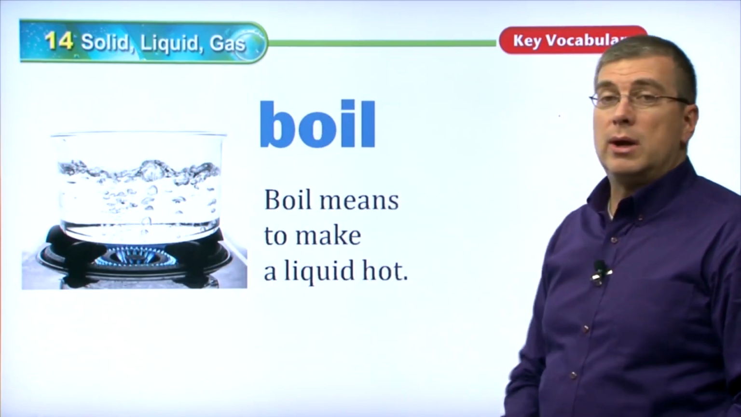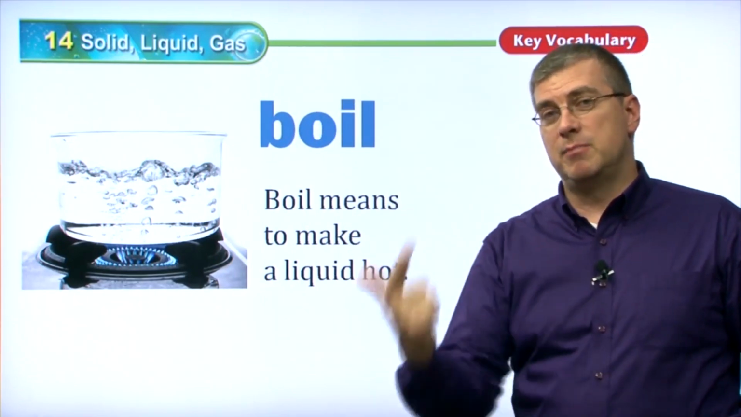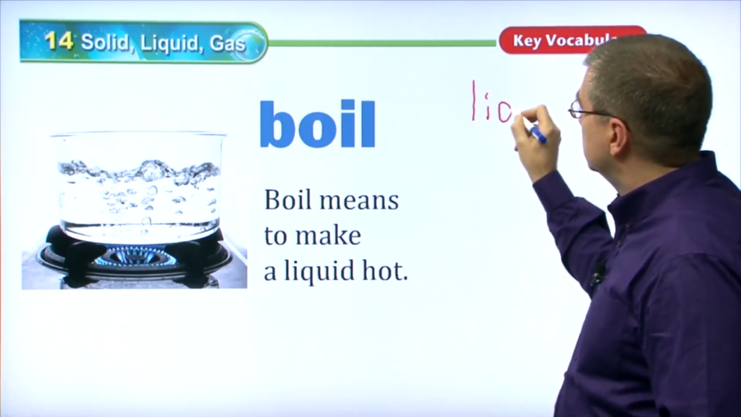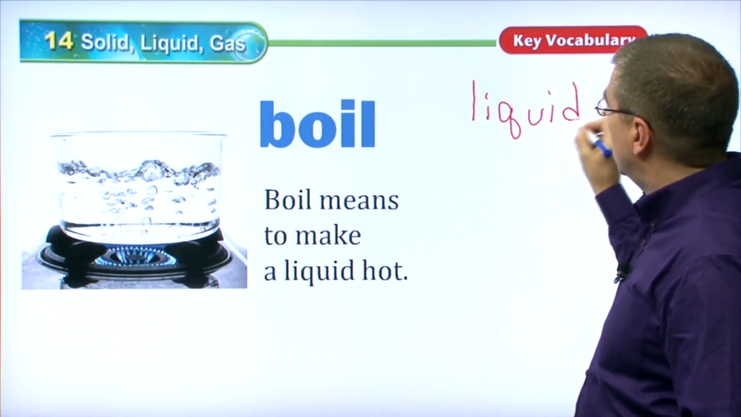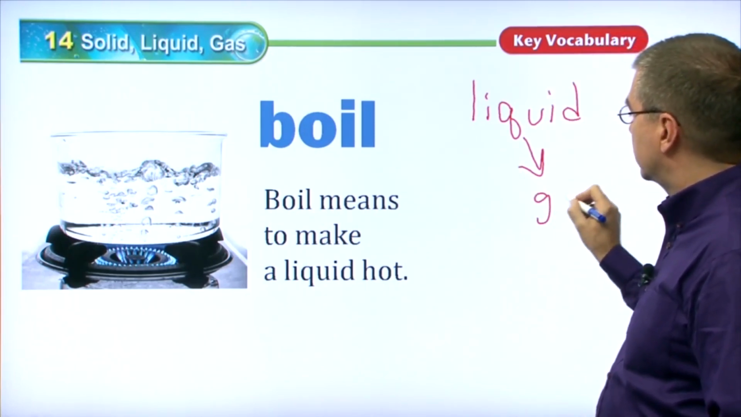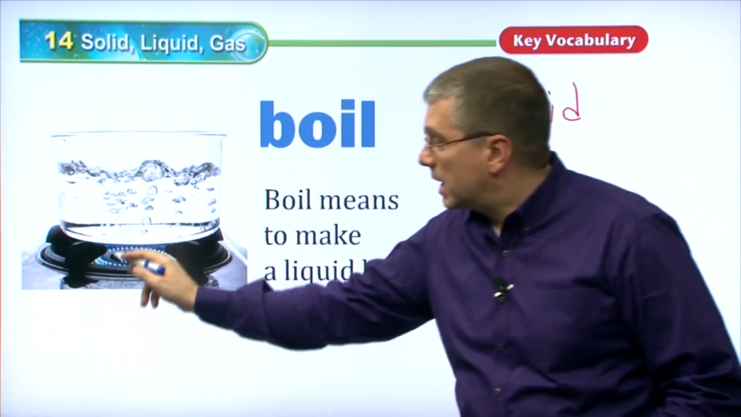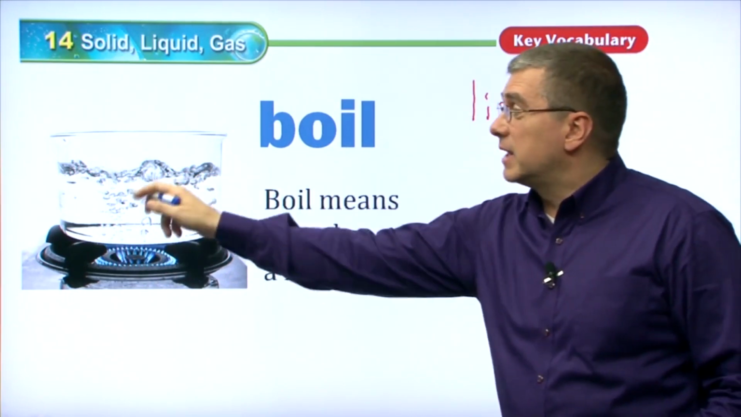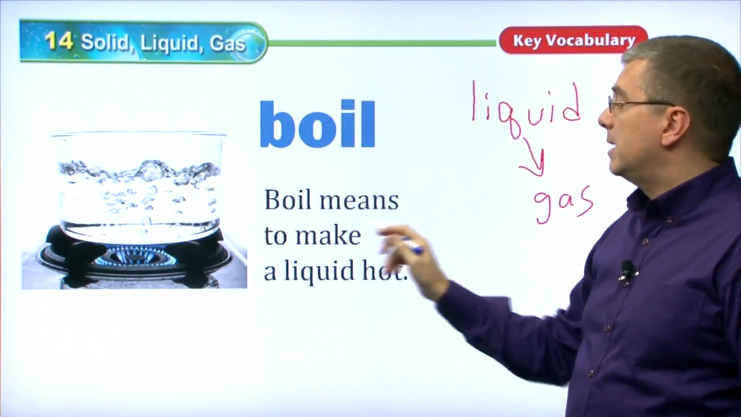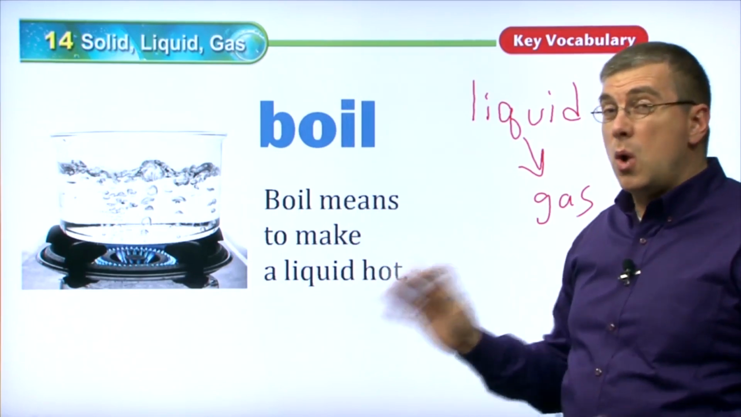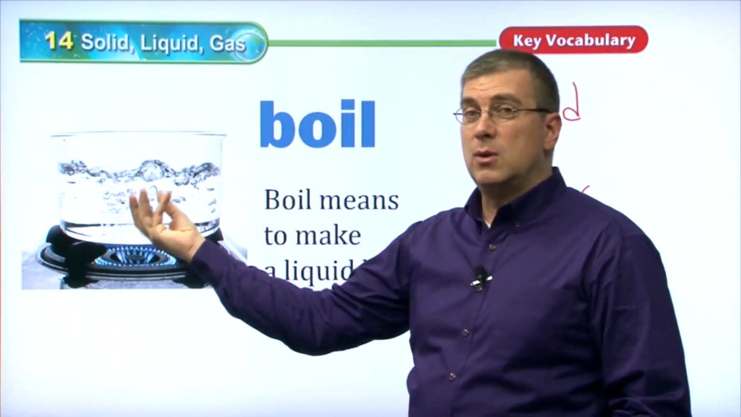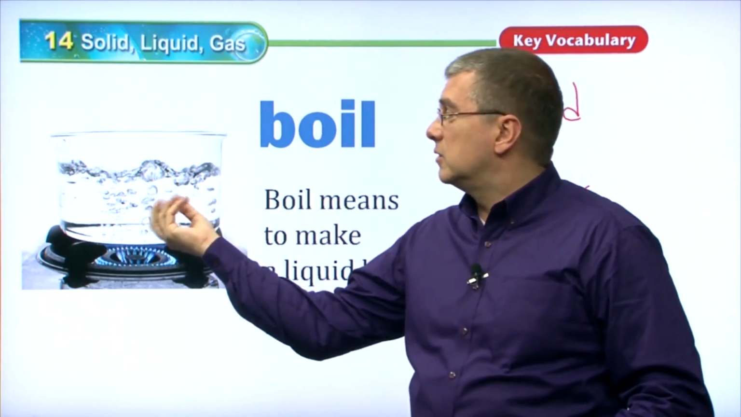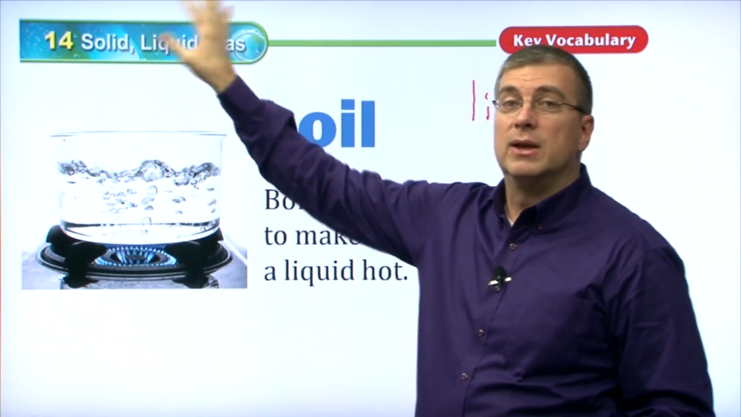Boil. Now here, boil is another word that's similar to freeze and to melt. When we're talking about boil, we are going from a liquid. Now we are going from liquid to a gas. So again, we're talking about heat. If we increase the temperature of something, if we give it heat, that substance, this liquid, will eventually boil. Boil means to make a liquid hot. So hot that gas forms in the liquid. The parts of the liquid become so far apart that they start to form a gas, and the gas will come off the top of the liquid.